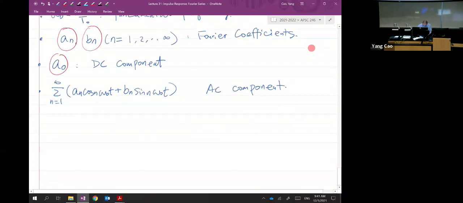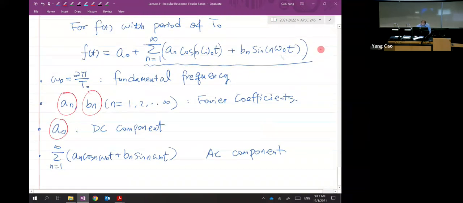So let's look at a naught, a_n and b_n first. I'm going to write down a few formulas. For some, you can take a look at the proof in the lecture notes, but I'm going to show you one simple one, how a naught can be derived here. So let's call this equation number 1. This is the Fourier series of a certain periodic function.